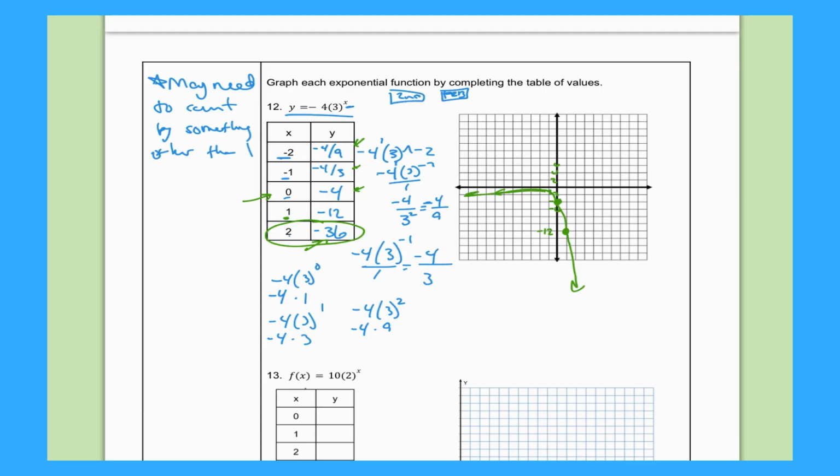Let me fix that top part a little bit. So this top part here, this is what's new, and we're going to make a note about this. This is going to get closer and closer to that x-axis, but it's never actually going to cross the x-axis. When you get into Algebra 2, we're going to look at some different types of exponential equations where that will change. But for what we're going to do in Algebra 1, our graphs will never cross the x-axis.